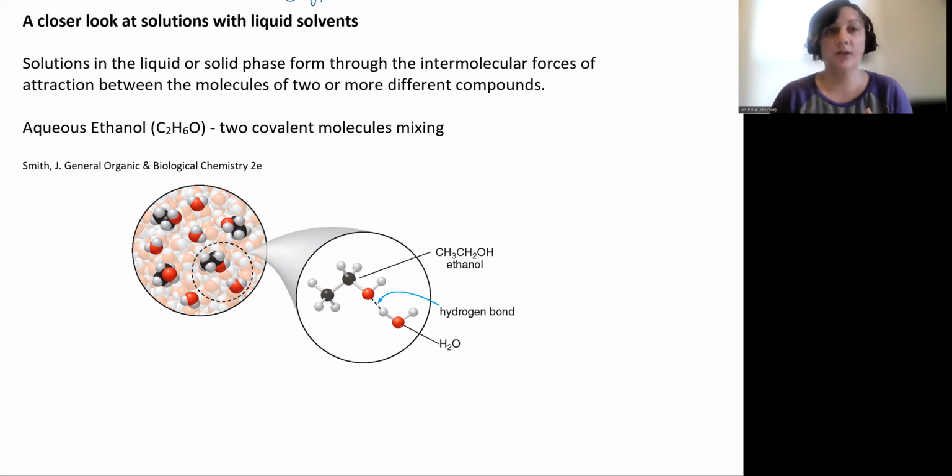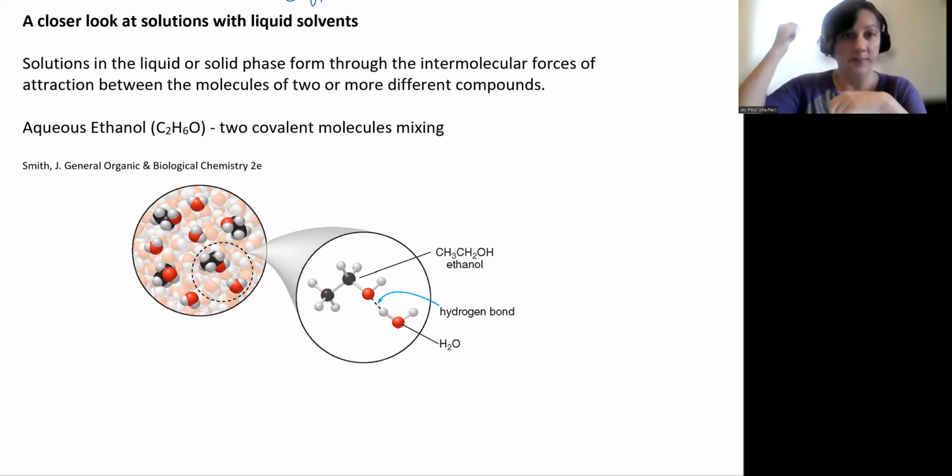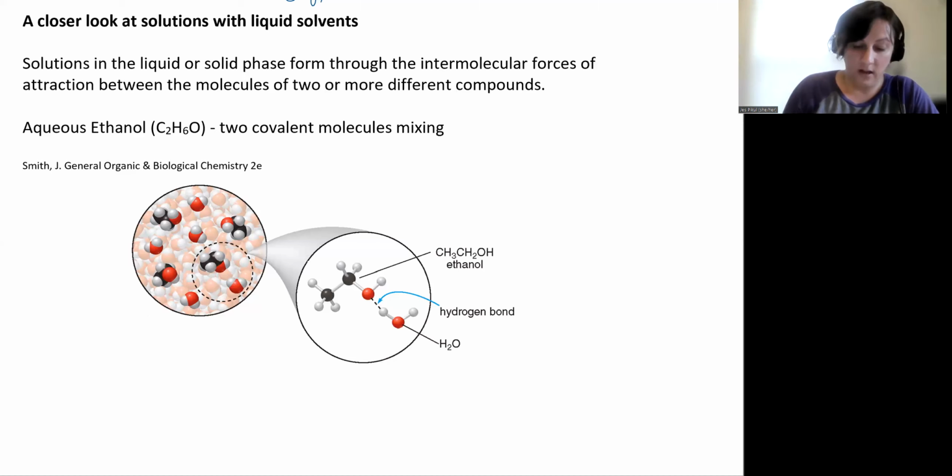So in general, solutions in the liquid or the solid phase form through intermolecular forces of attraction between molecules of more than one compound. And it's really a similarity of those intermolecular forces that make it easy for these to come together and form a solution. So here is an example of ethanol and water mixing as a solution. So in this case, our ethanol is going to be our solute.